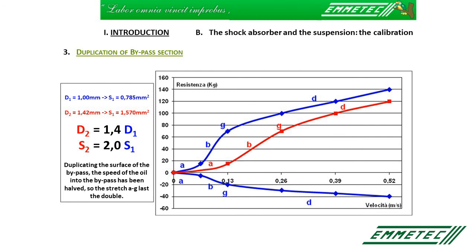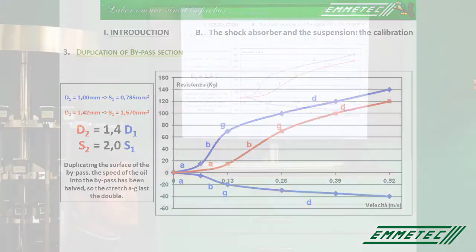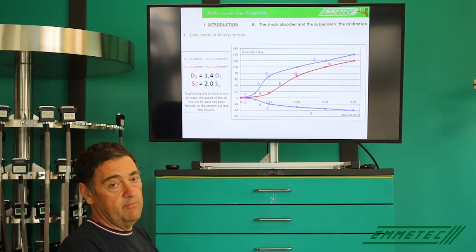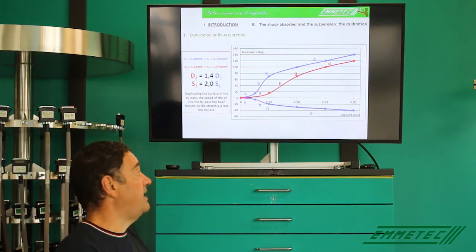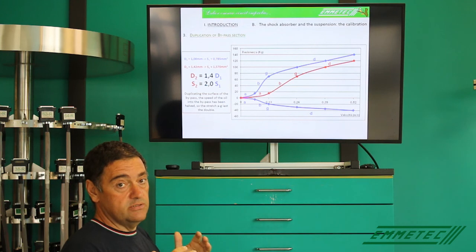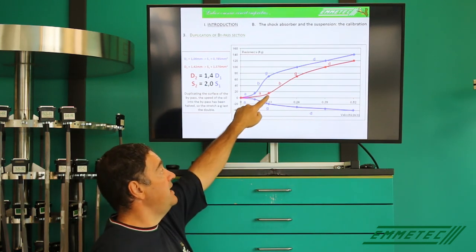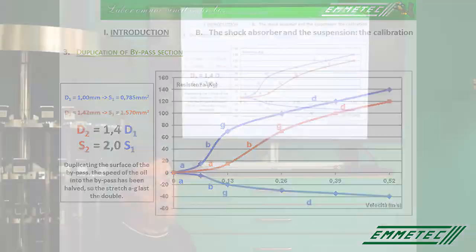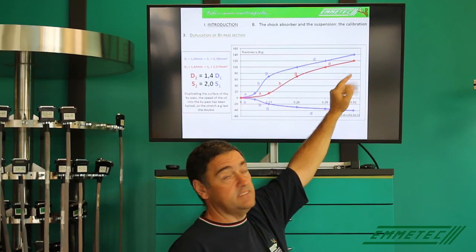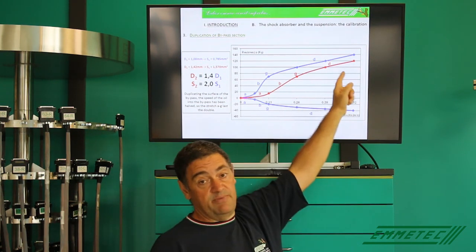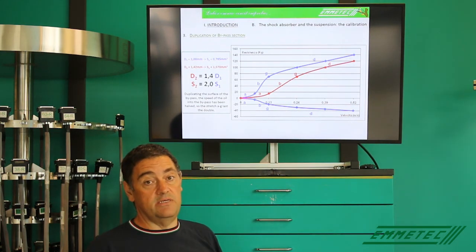So what is important to understand? That if we change the section of the bypass, because we increase the diameter of the bypass or because we increase the number of bypasses, the behavior of the shock absorber changes a lot, but mainly at low speeds, because at low speeds all the resistance of the shock absorber depends only on the bypass, while at high speeds, after the G point, it depends on the bypass, but especially on the spring.